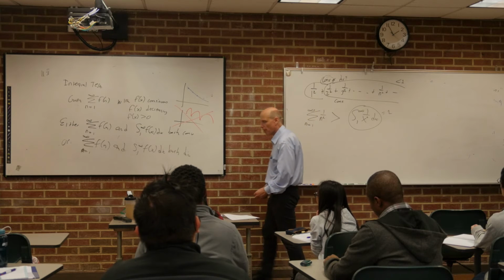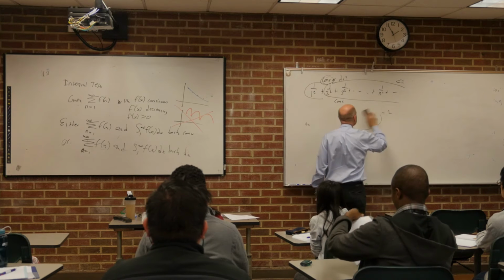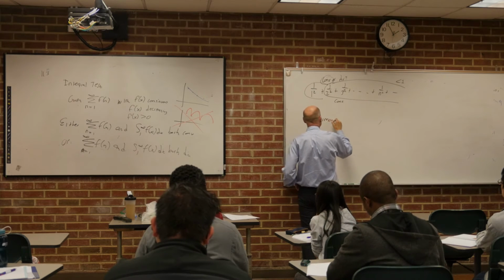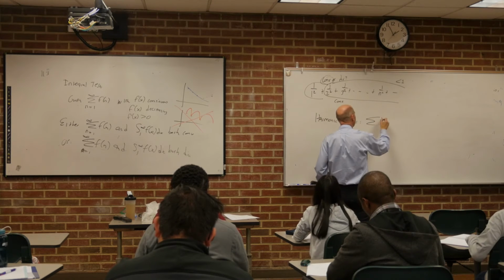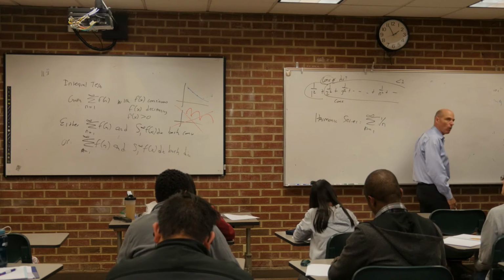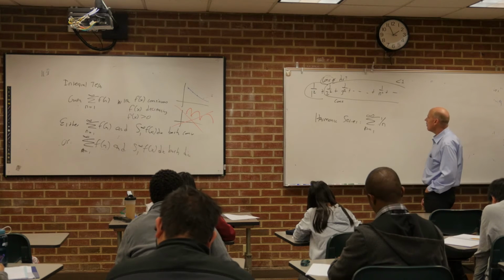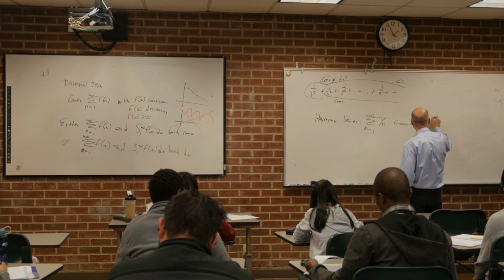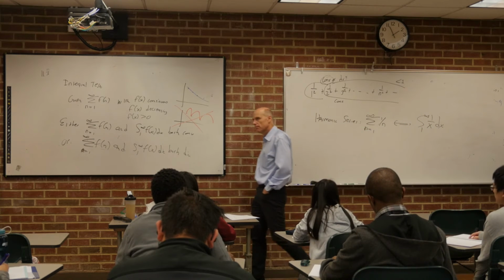Let's try the harmonic series again. We already know the answer. I want to show you how this test works. So the harmonic series is the sum of 1 over n: 1 plus a half plus a third plus a fourth. And the integral test tells us to turn it into an integral.